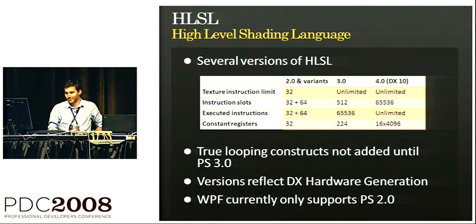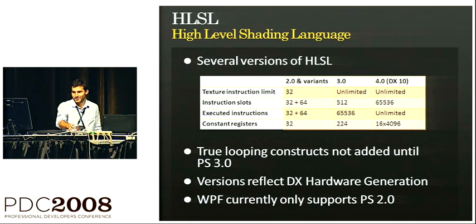If you look at the other constraints on this chart, you see instruction slots and executed instructions. And in 2.0, that's the same. In 3.0 and 4.0, that's not. The reason for that is because 2.0 doesn't have true looping constructs. It doesn't have the same kind of flow control constructs that 3.0 and 4.0 do. So in 3.0, you could have a program that's only 10 instructions long, but it loops through itself 1,000 times. So your overall executed instructions will be thousands of instructions. Whereas in 2.0, I believe it does loop unrolling when you actually compile the shader.